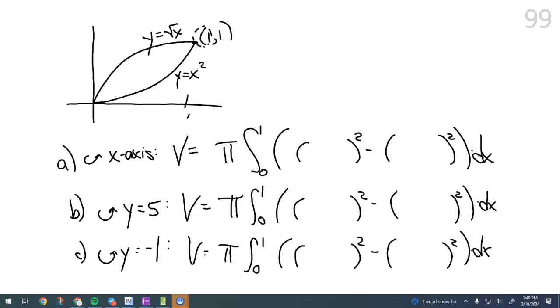Alright, so I'm going around the x-axis. I would say which one is farther away from the x-axis? That's the square root of x. How far is it from that equation to where we're revolving around is the square root of x minus 0. And you could just put square root of x. You could actually square that and just put an x there without the square. And then the closer one is x squared. The distance from there to the axis of revolution is top minus bottom, or x squared minus 1. And that would be your setup for A.